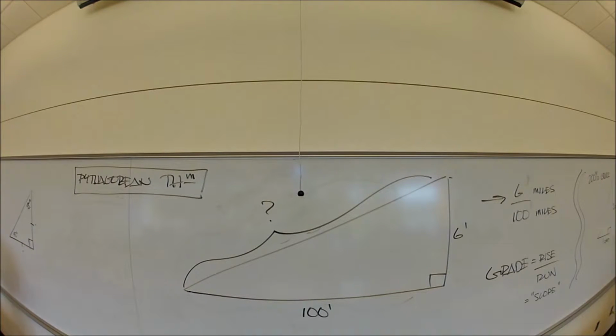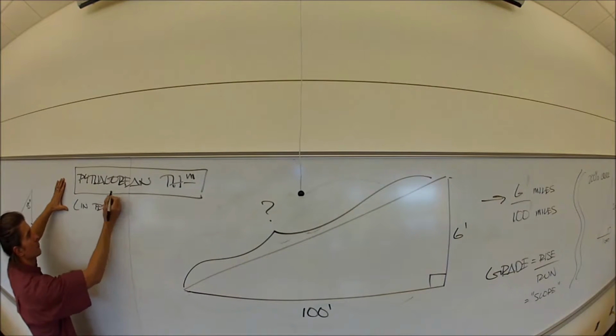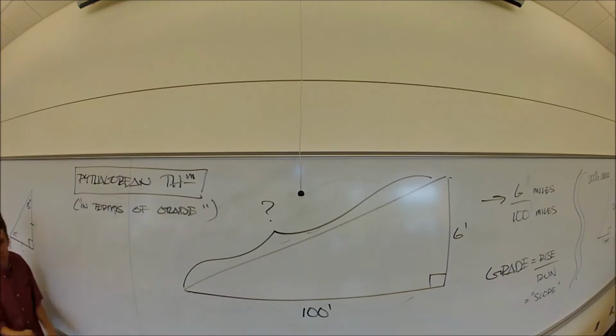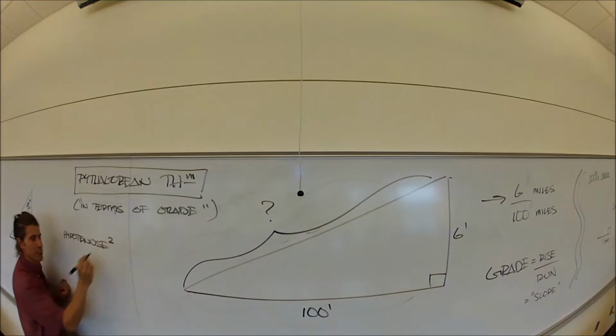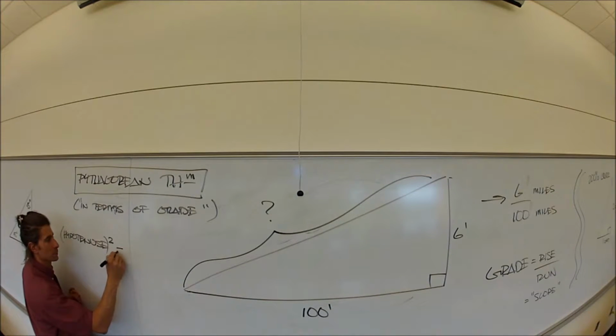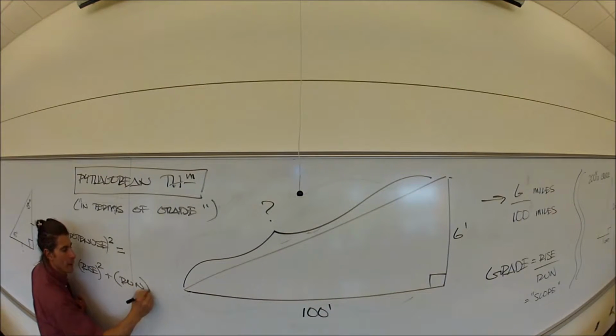That's fine. And the reason I like to write it a different way is, if I use a, b, and c, students often put them in the wrong places. So what I like to say is, we're going to put this in terms of grade, as opposed to in terms of geometry in general. In terms of grade, the hypotenuse squared, so if you square the length of the hypotenuse, that's equal to the rise squared plus the run squared.